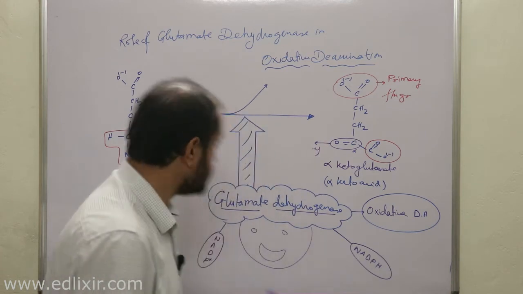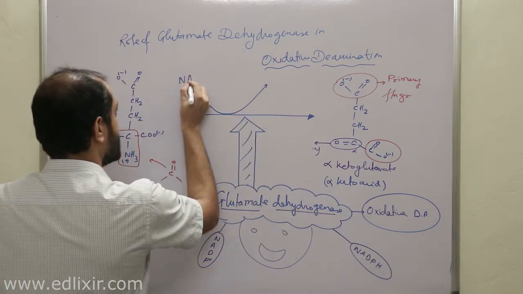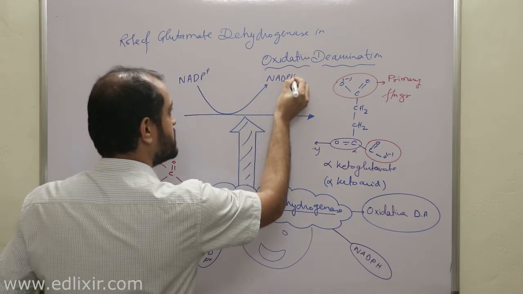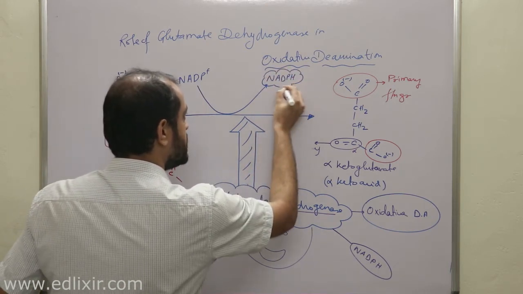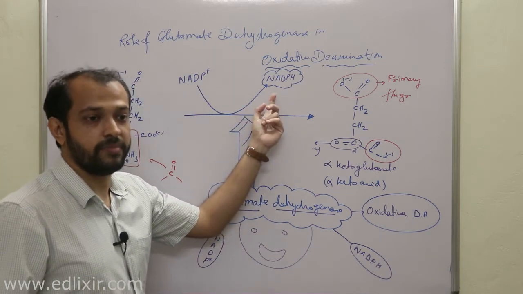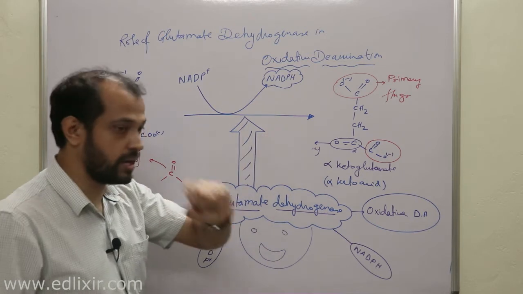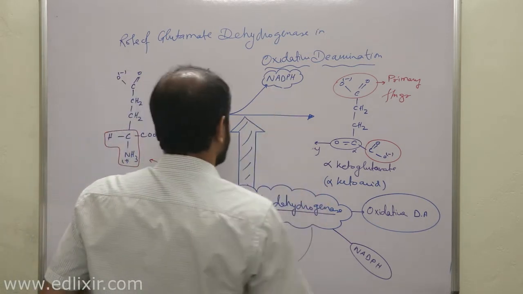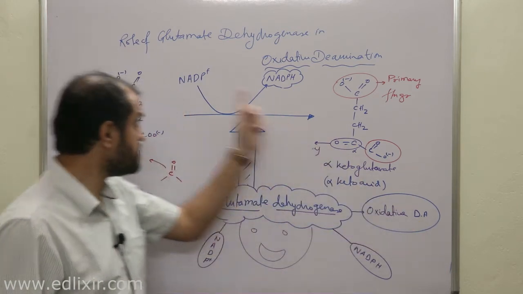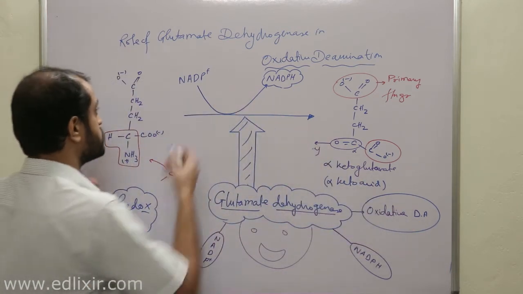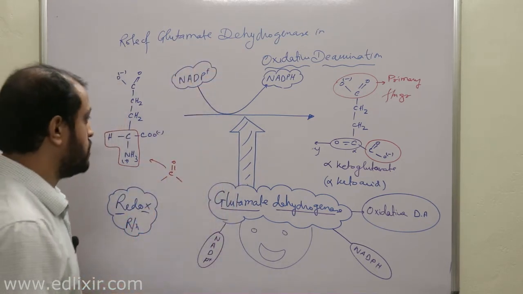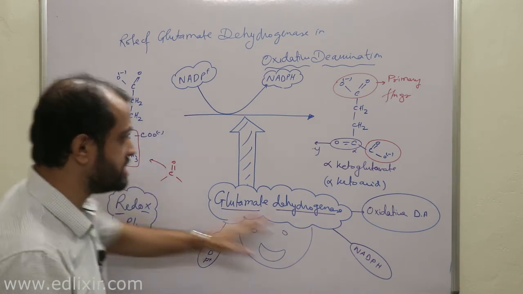Clear? So here NADP plus will be converted into NADPH, and this NADPH can go on to give you ATP, right? Now we'll talk about how this thing controls everything. So whenever glutamate dehydrogenase is performing oxidative deamination, NADP plus is working, that is, this coenzyme is working. Okay, so this is oxidative deamination.